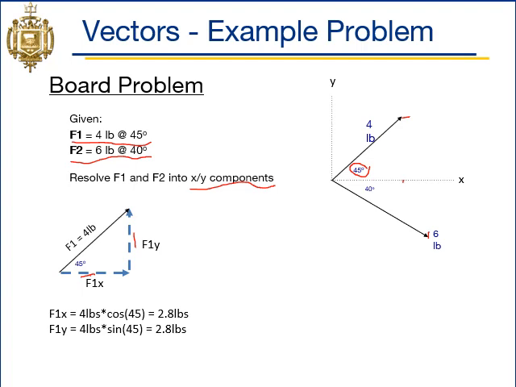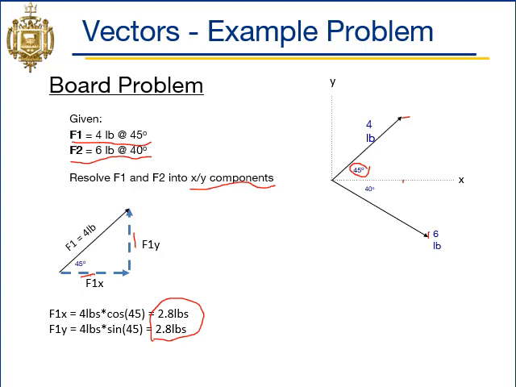So F1x is our 4 pounds, which is our magnitude, times cosine of 45, and that's going to give you 2.8 pounds as the force in the x direction. And then sine and cosine of 45 degrees are the same value, so our F1y is going to be that same 2.8 pounds. So there are the x and y components of the F1 vector.